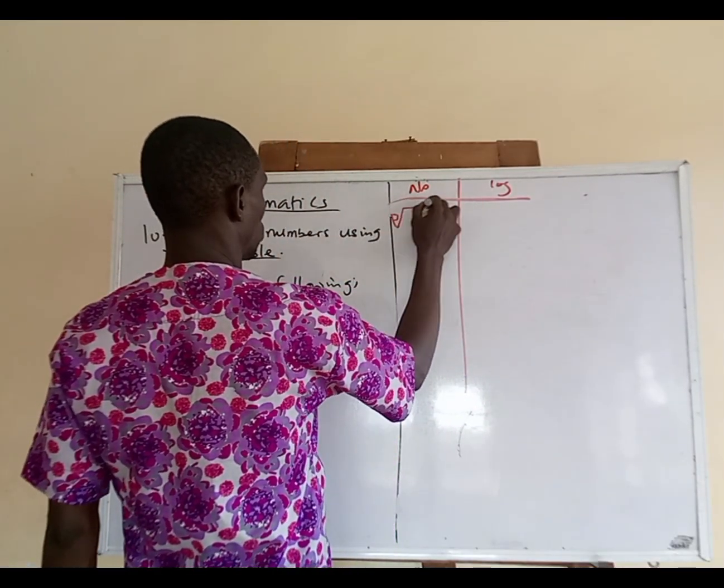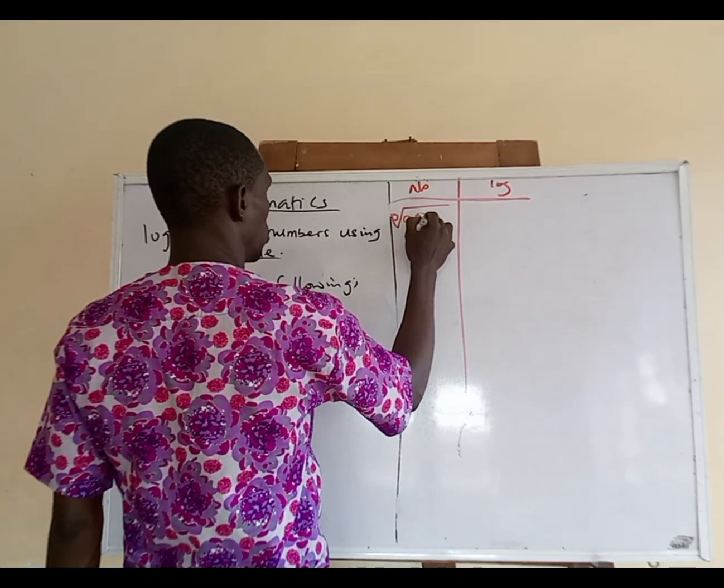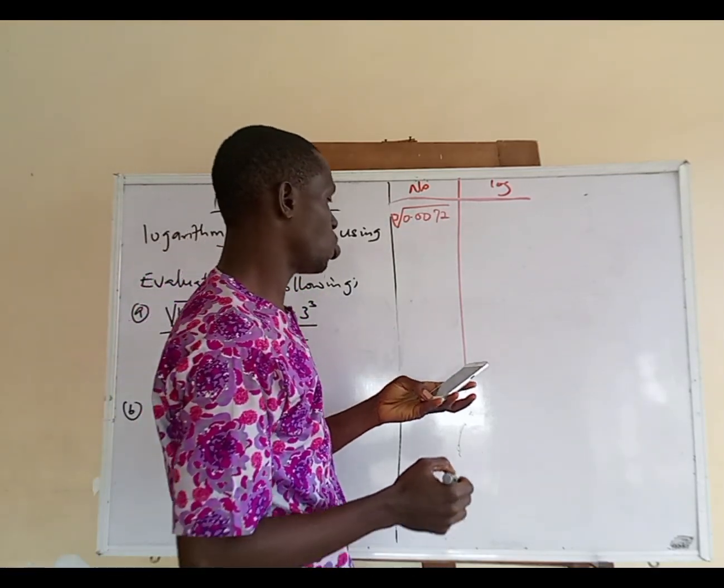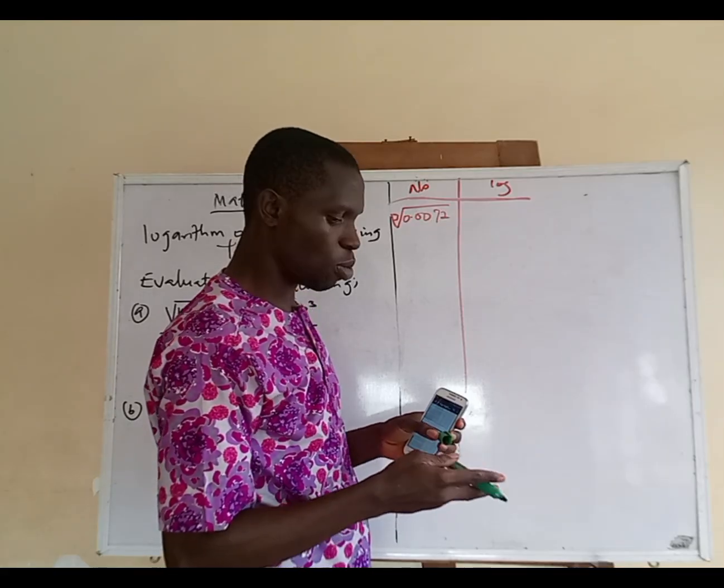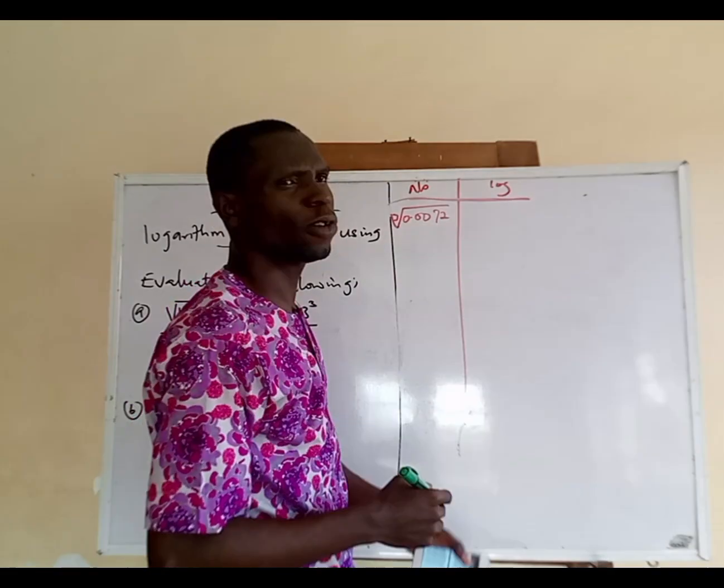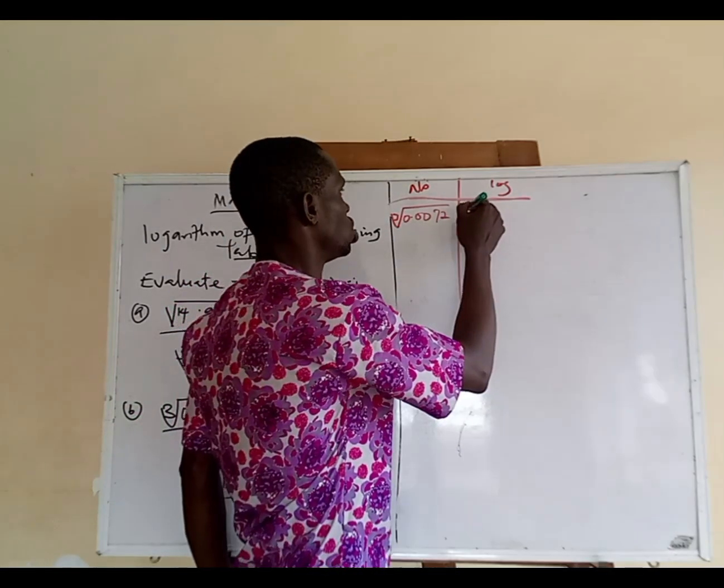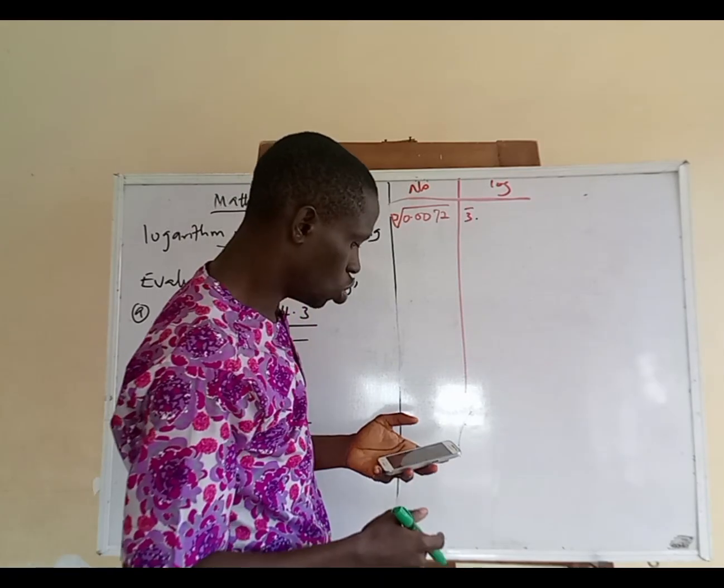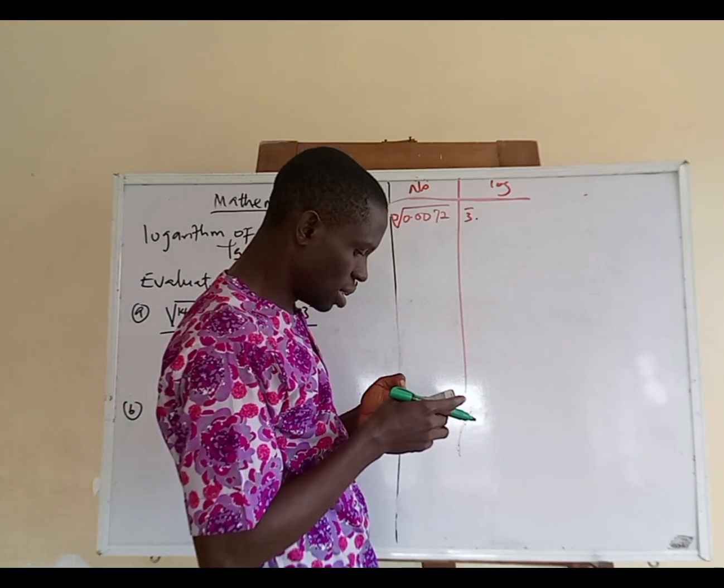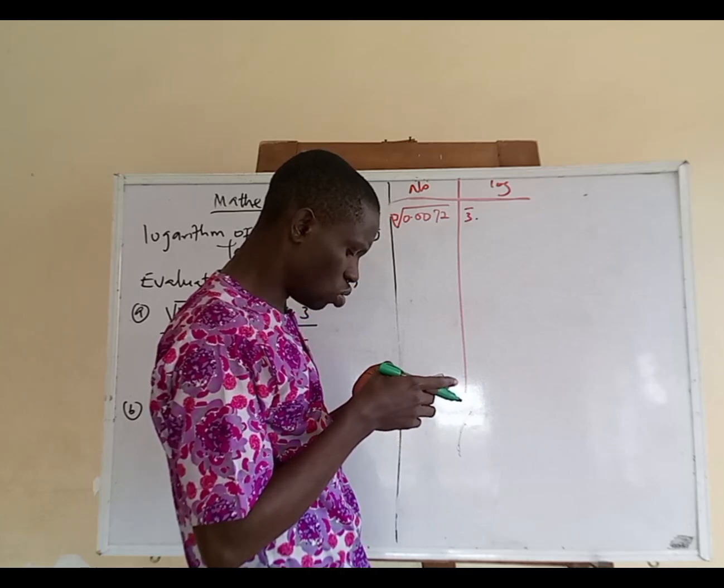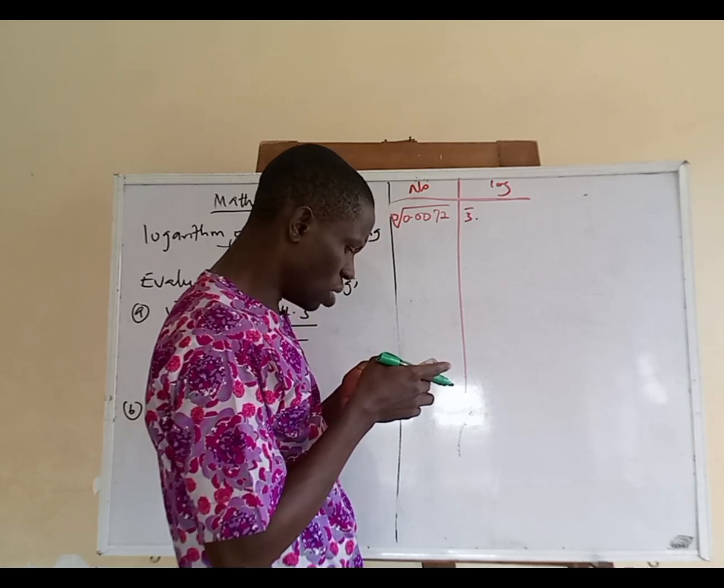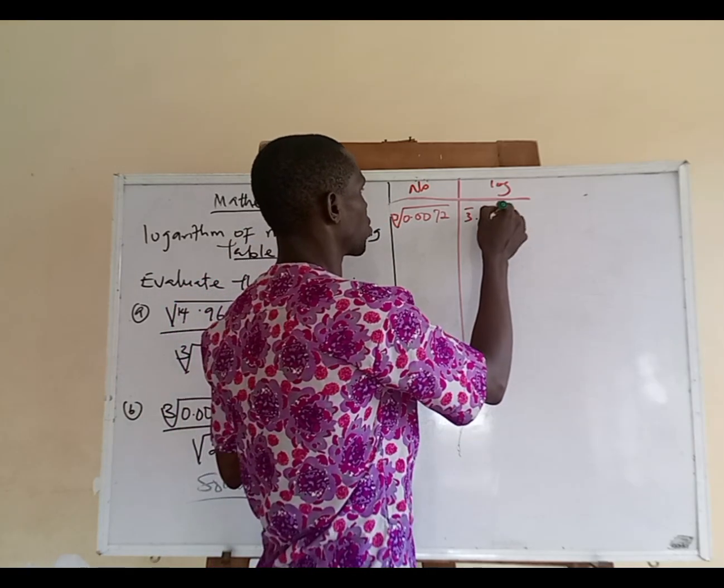You have cube root 0.0072. Now look at this. This cube root 0.0072. And of course, the integer is going to be, how many zeros can you see before the non-zero number? That's 3. So the integer will be bar 3 point. So the next thing is for us to check 72 under 0. Log 72 under 0. That's 8573.